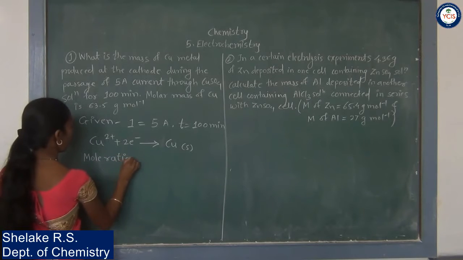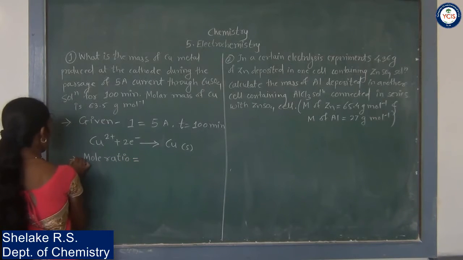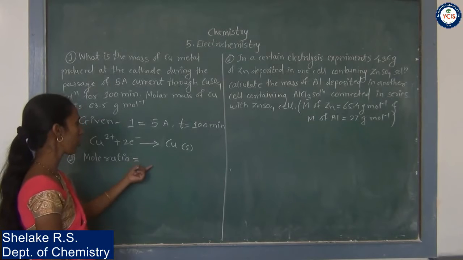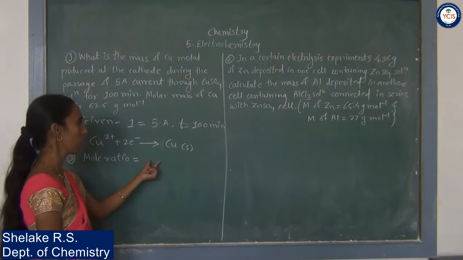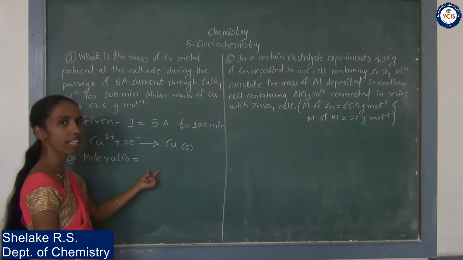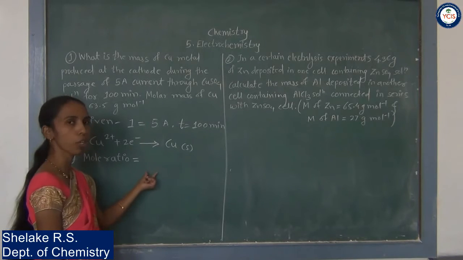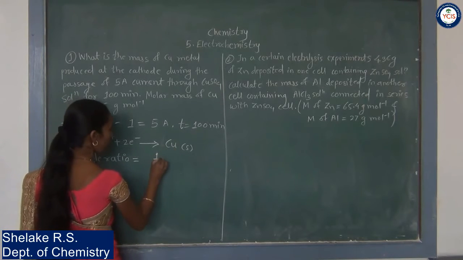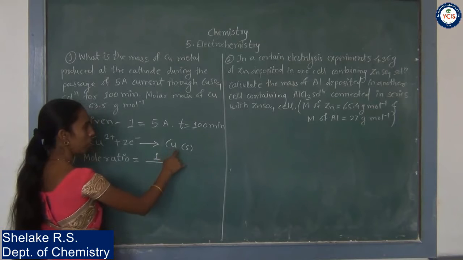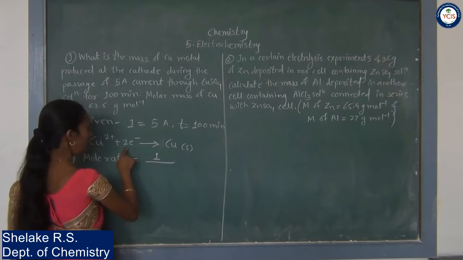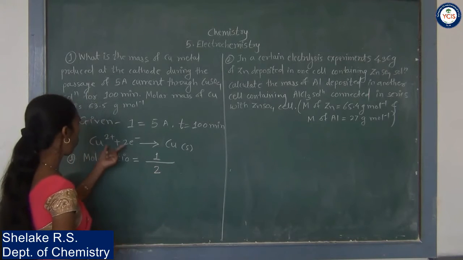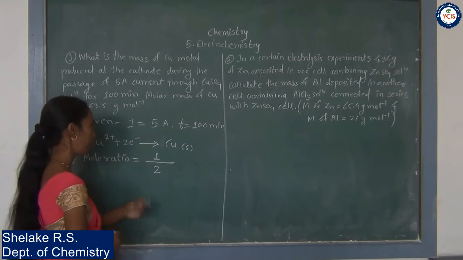Mole ratio. We have discussed the formula of mole ratio. Mole ratio is nothing but the number of moles of product formed divided by the number of moles of electrons required in a half reaction. So here, 1 mole of copper in solid form will form when 2 moles of electrons are used. Means the mole ratio for this reaction will be 1/2.